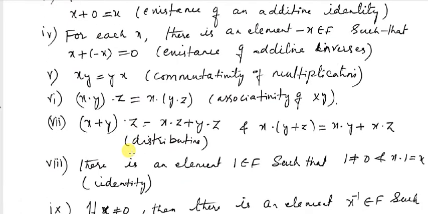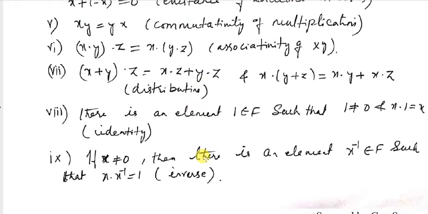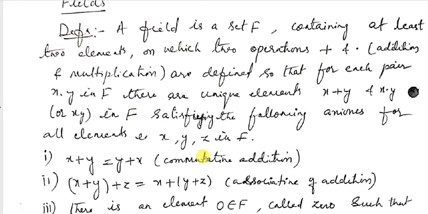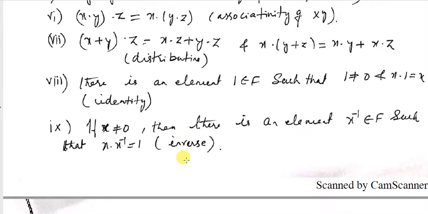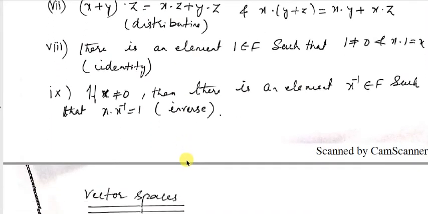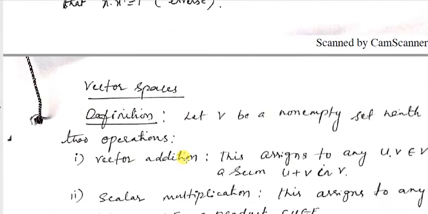Similarly, we have the axioms with respect to multiplication: commutative, associative, distributive, identity, and inverse. So for elements x, y, z in F which satisfy these axioms, we say that F is a field. So with this definition of field, let me define a vector space.